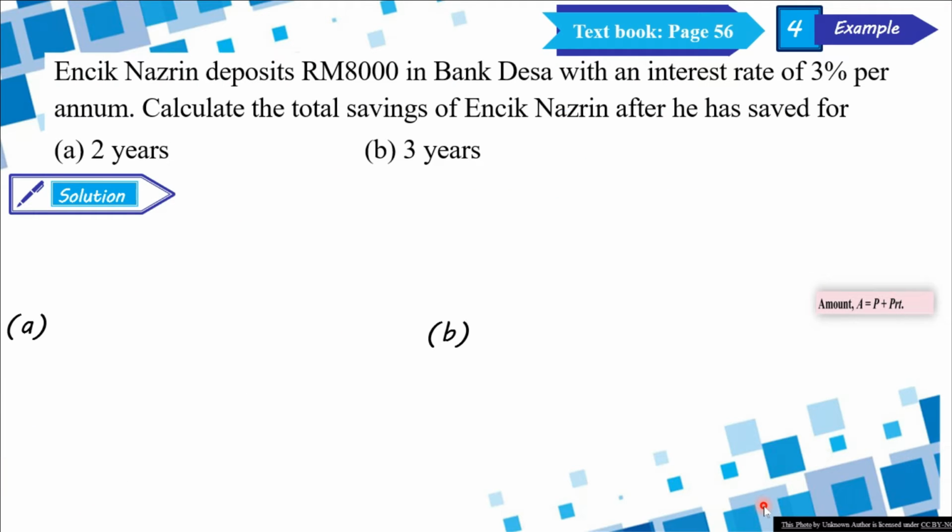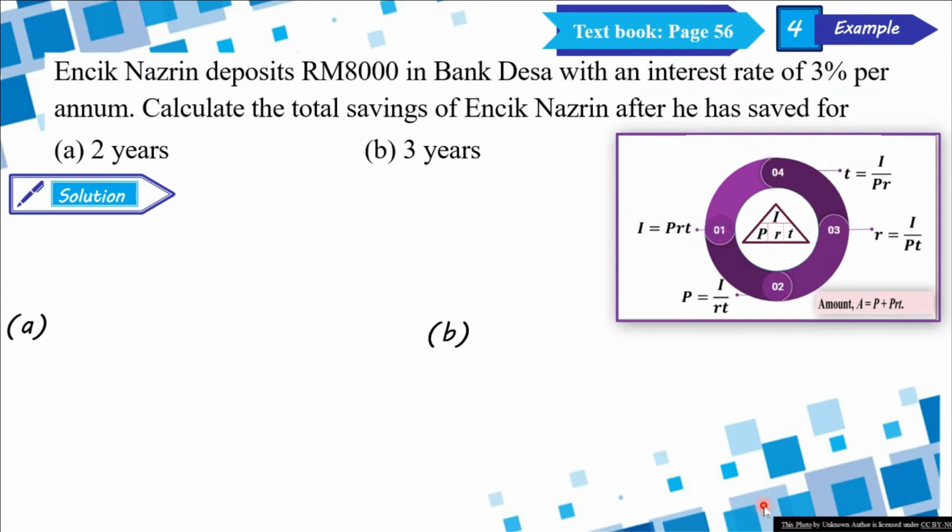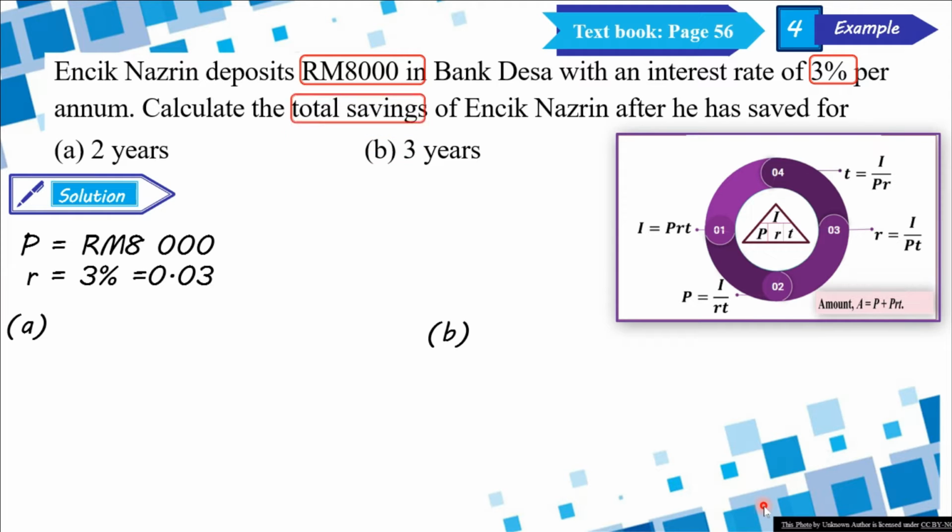Inzik Nazin deposits 8,000 ringgit in Bank Desa with an interest rate of 3% per annum. Calculate the total savings of Inzik Nazin after he has saved for A. 2 years, B. 3 years. So from the question, we get 8,000 ringgit, this is the principal P, and 3%, R equal to 0.03. Total savings, which means we want to find the total amount.